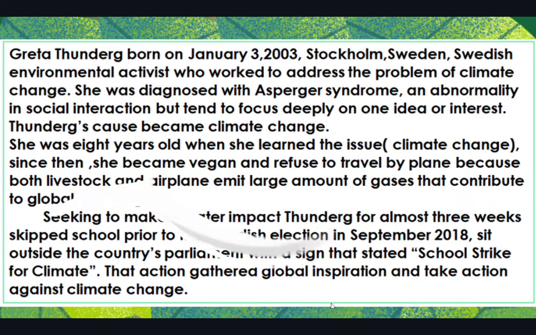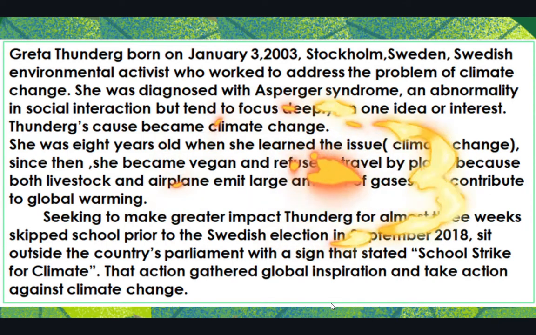Okay? So, Greta Thunberg, born on January 3, 2003 in Stockholm, Sweden, Swedish environmental activist who worked to address the problem of climate change. She was diagnosed with Asperger's syndrome, an abnormality in social interaction that tend to focus deeply on one idea or interest. Thunberg's cause became climate change. She was 8 years old when she learned the issue about climate change. Since then, she became vegan and refused to travel by plane because both livestock and airplane emit large amounts of gases that contribute to global warming.